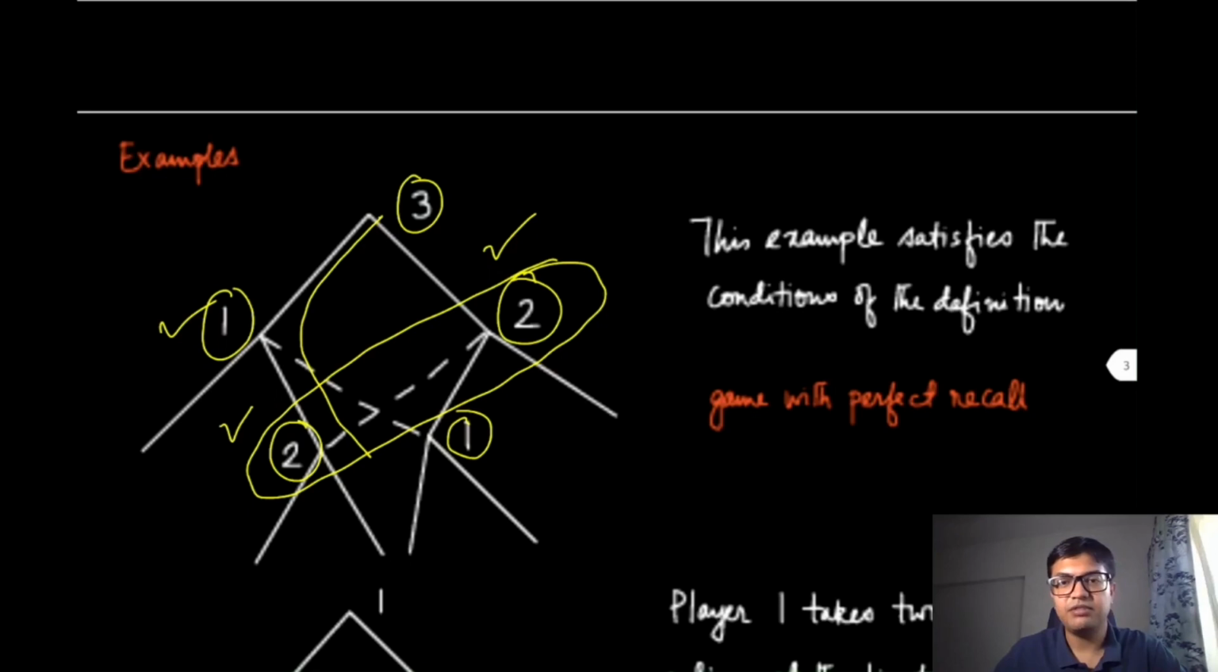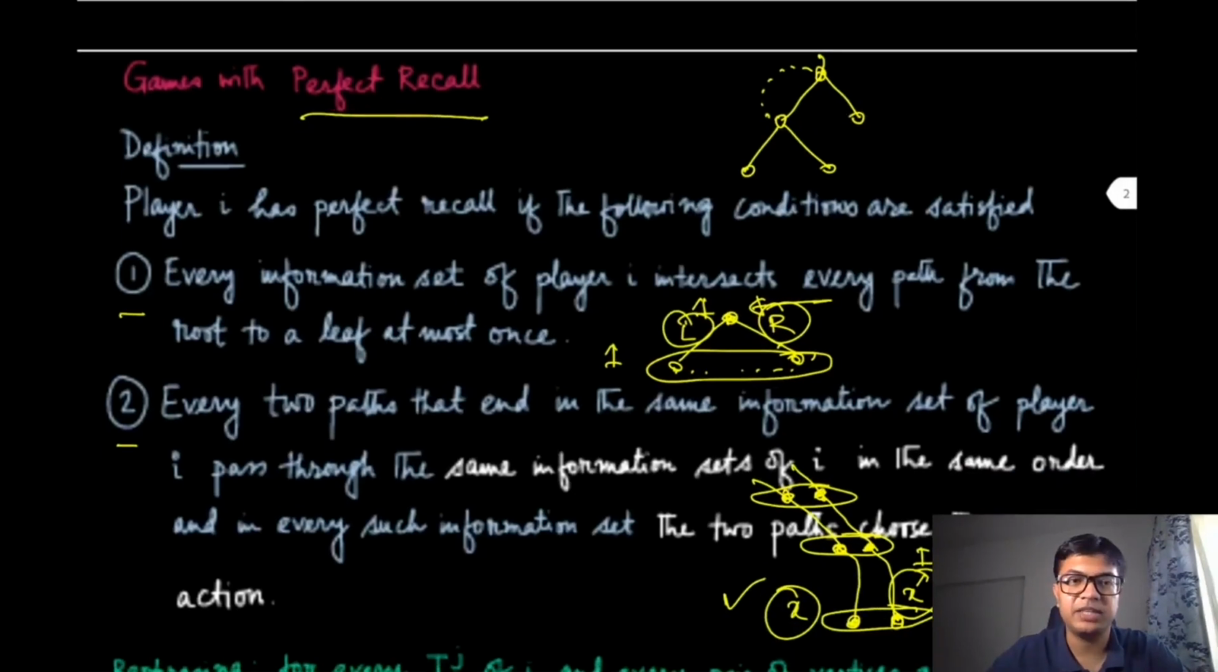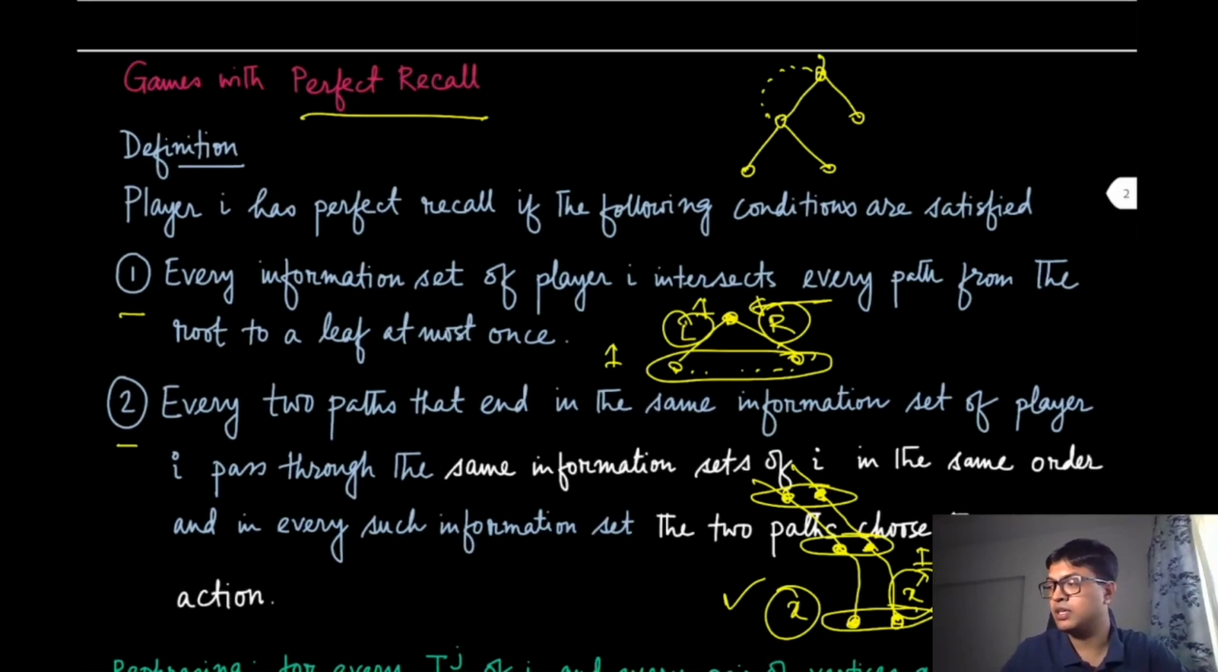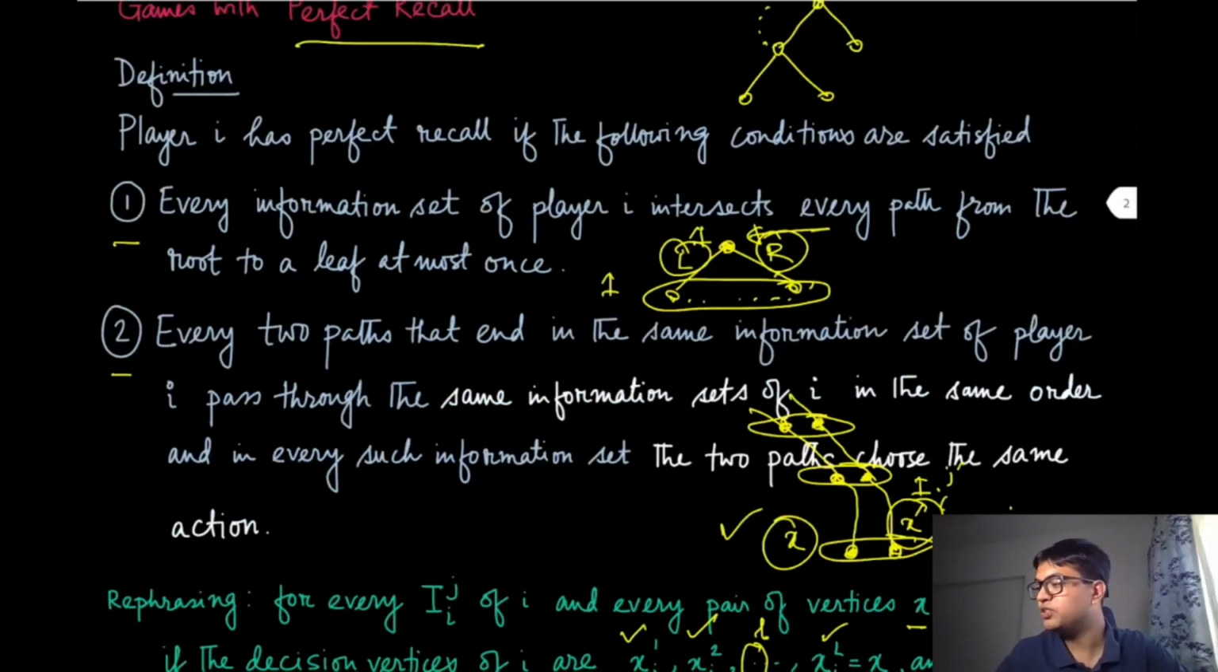So why is this example that of a game with perfect recall? Because if you look at those two statements that you have, let us look at the text statement. Every information set for that player intersects with every path from the root at most once. So there is no situation where the same information set intersects with the same path from the root in multiple places. And the second condition was that if two paths end in the same information set, they will pass through the same information sets of that same player in the same order, and in every such information set these two paths choose the same action.